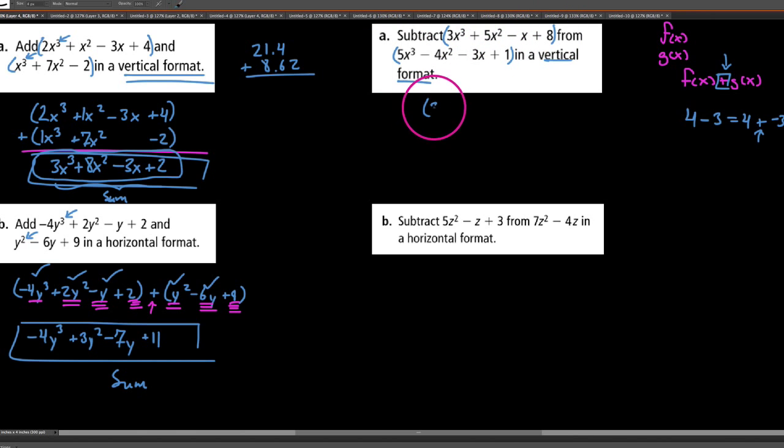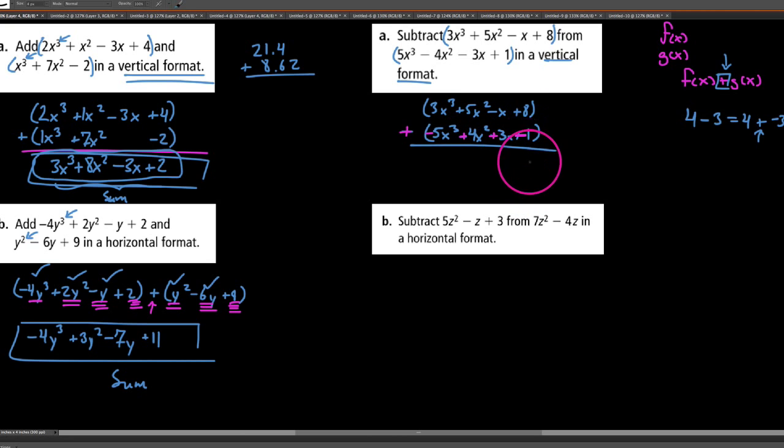If I stack them here, we would say 3x cubed plus 5x squared minus x plus 8. All of this is taking away all of the second polynomial, this other cubic polynomial here, third degree polynomial. And so in a situation like this, we're taking away all of the second polynomial. I'm going to change this to addition, and then everybody's sign in here is going to change to its opposite. So it would now look like this.